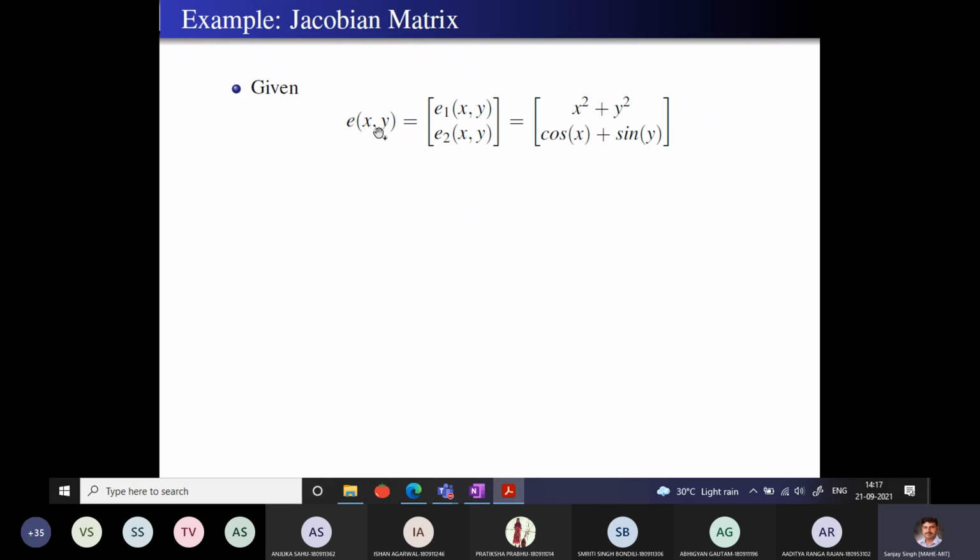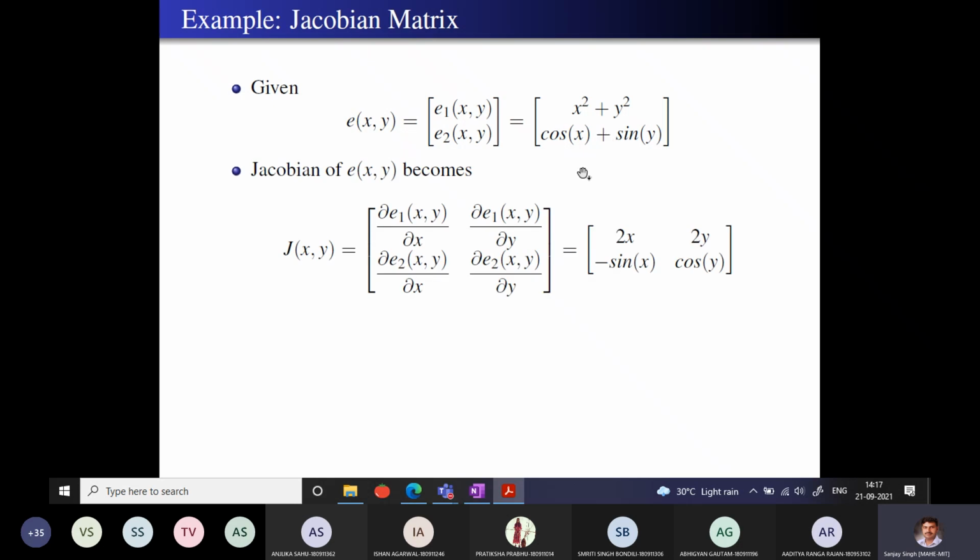So let's say that E of x,y is given to you. So it's basically a 2 cross 1 matrix. The first element you can see is E1(x,y), and the second row is E2(x,y), whatever the value may be. And if I want to find the Jacobian of that, this is what I mean to say: dou E1 by dou x, dou E1 by dou y, dou E2 by dou x, dou E2 by dou y, and whatever the value I get, I just write it across.